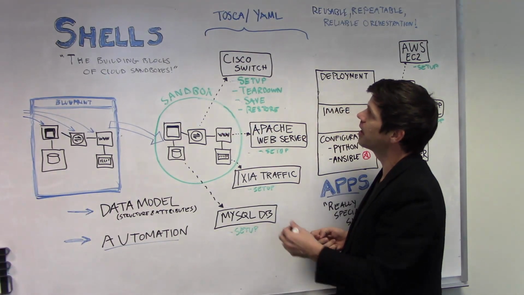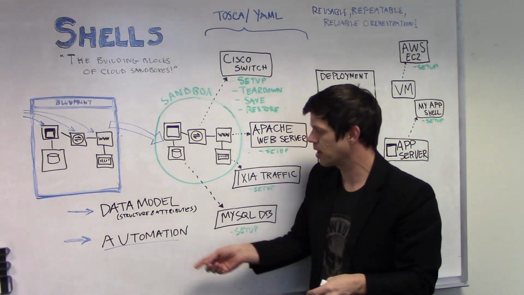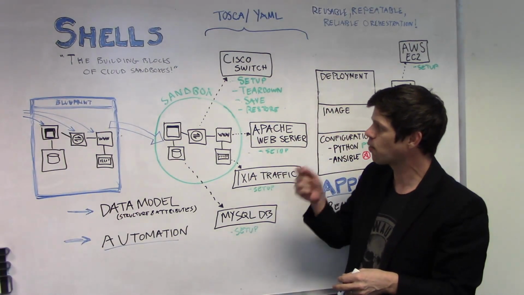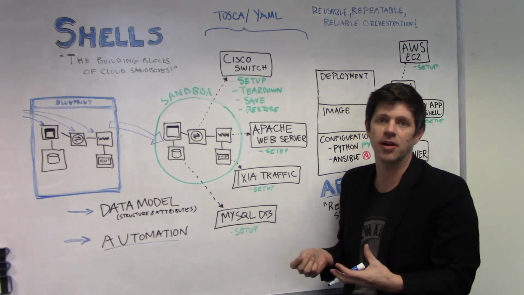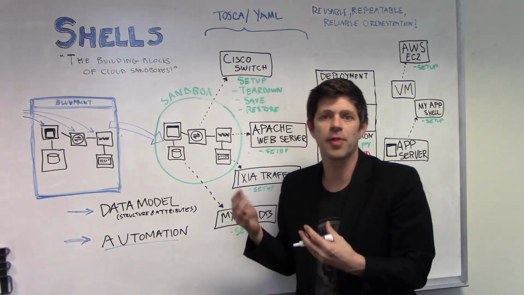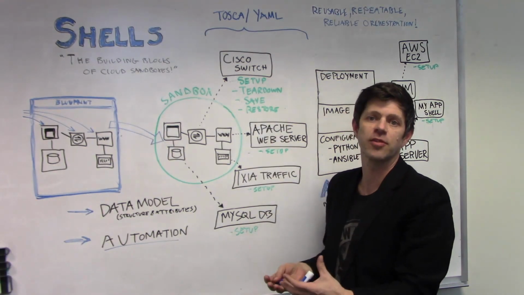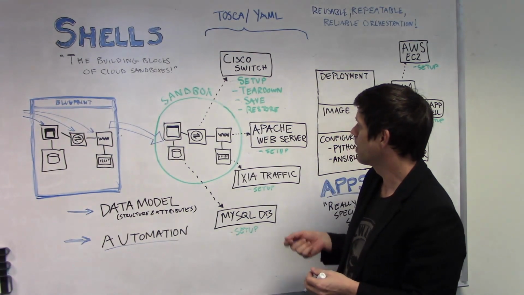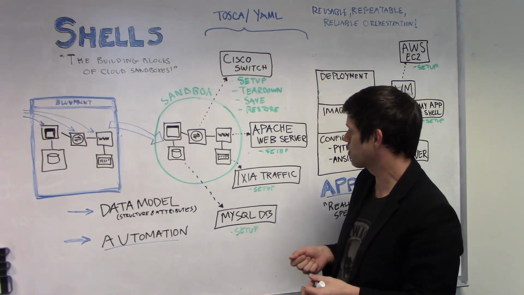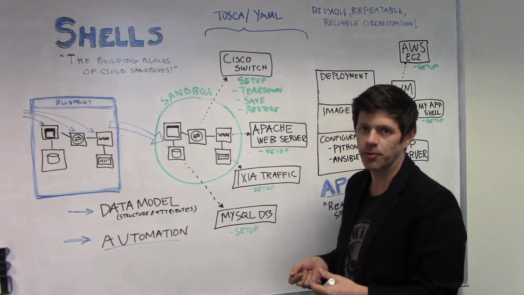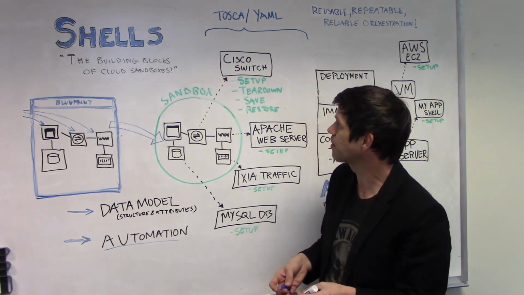Now, each of those shells is going to implement, like we said, the orchestration and automation commands for each of those components. And they might have specific automation commands for that type of resource. A Cisco switch might have some specific switch-related commands. A web server shell might have some specific web server-related commands. A traffic generator might have something like start traffic, stop traffic, that sort of thing.